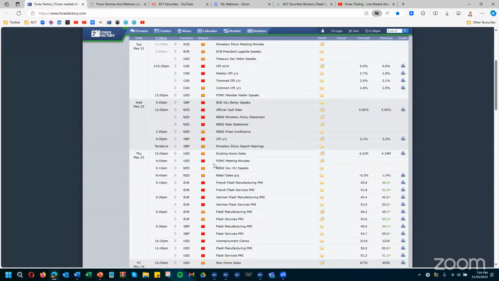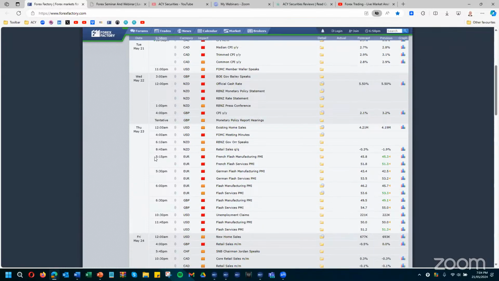Thursday, early morning at 4, we have the FOMC meeting minutes. Could be a bit volatile then, depending on what the minutes read. Then through Thursday, at 5:15 p.m. the Eurozone French flash manufacturing and services data, at 5:30 the German flash manufacturing and services PMI data, at 6:30 the UK data, at 10:30 p.m. US unemployment claims, and again more manufacturing data for the US at 11:45. Last time we had all this data coming out last month, it was quite volatile for all the pairs, so maybe expect the same.